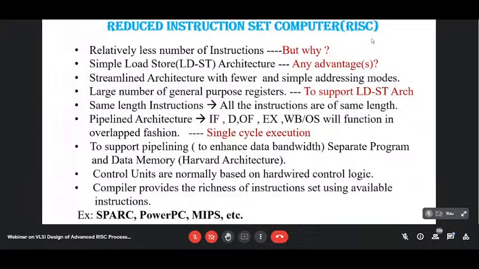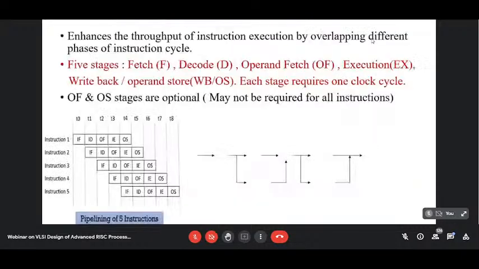So to support pipelining, another interesting thing is that you require separate instruction memory and data memory. Why? Look here. Let's say the second instruction is in the operand fetch. Then what is happening?